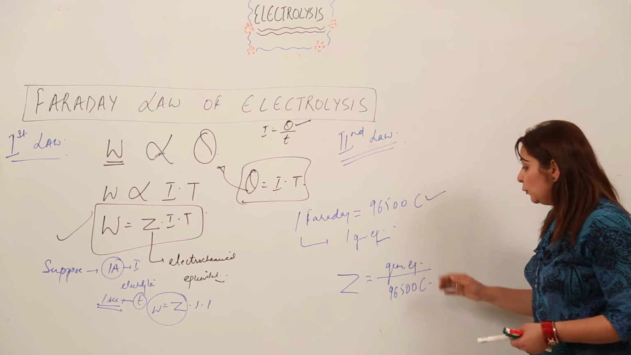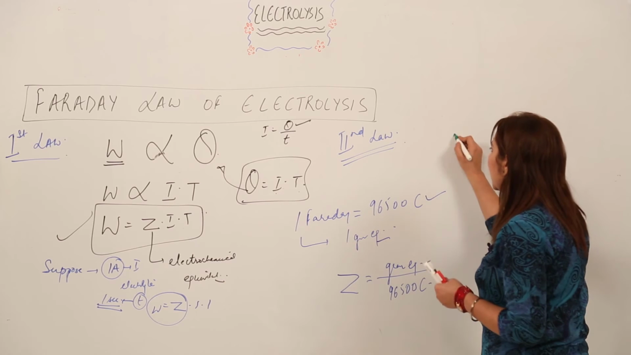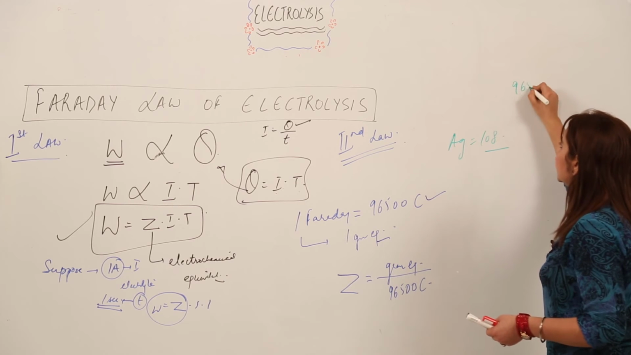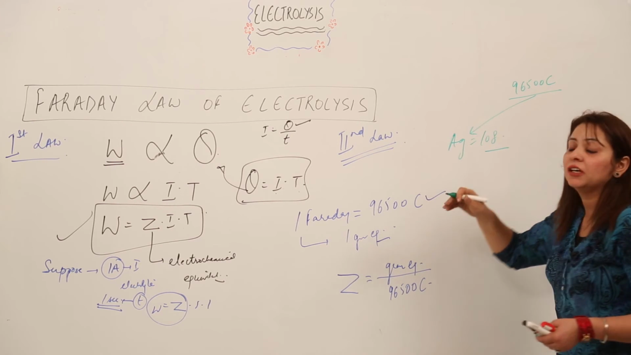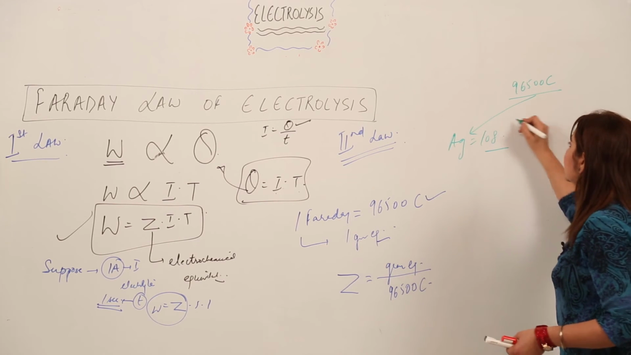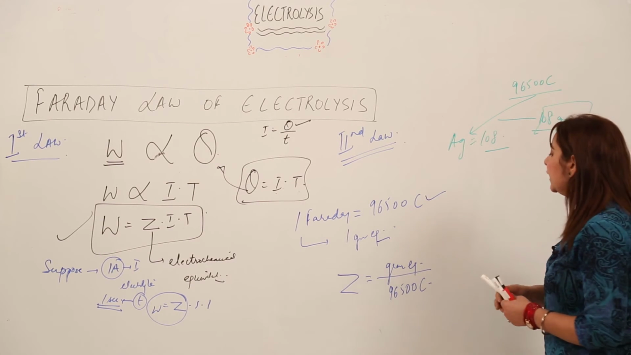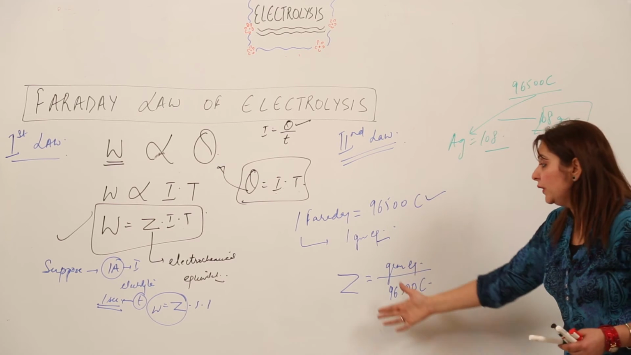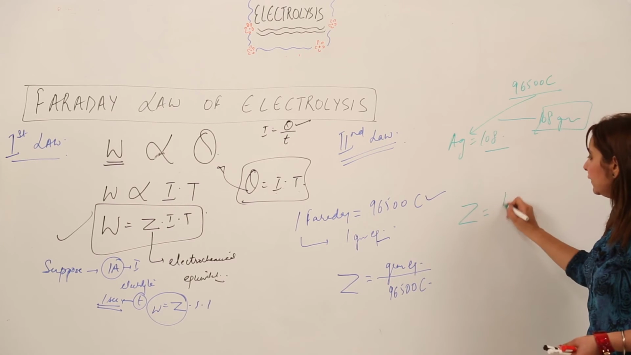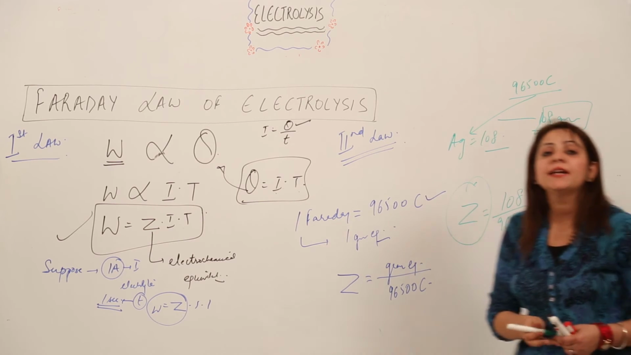Now the question must be coming to your mind: what is this gram equivalent? Let me take an example. The mass of silver is 108, you know that, right? When I pass 96500 coulomb of electricity through an electrolyte containing silver, how much weight of silver do I get? I get 108 grams of silver. This is the gram equivalent weight. So to calculate the electrochemical equivalent for silver, Z is equal to 108 divided by 96500.